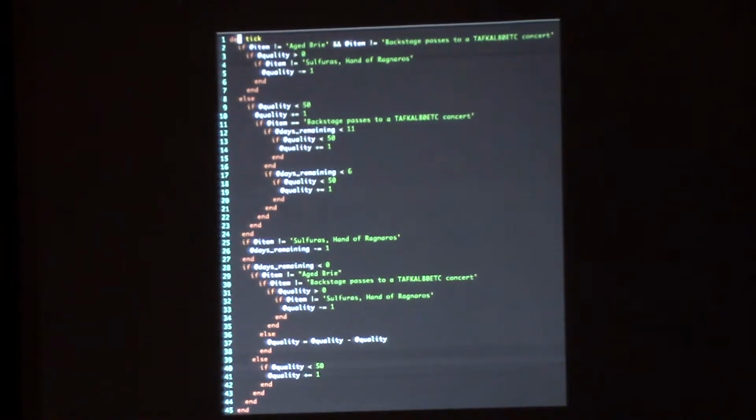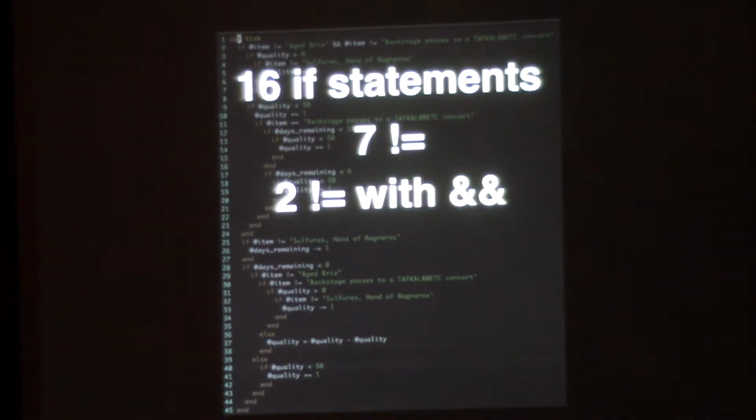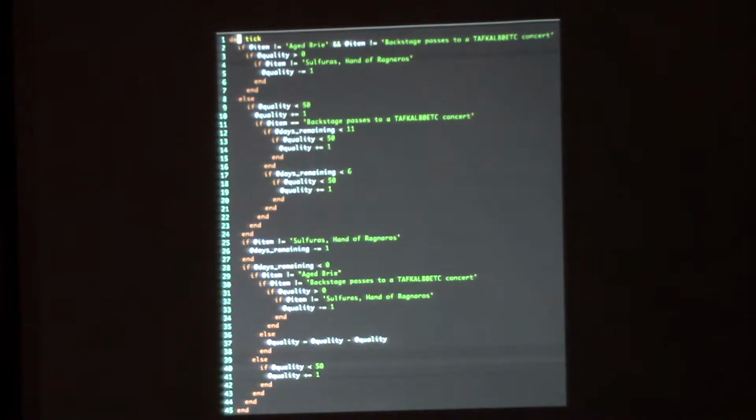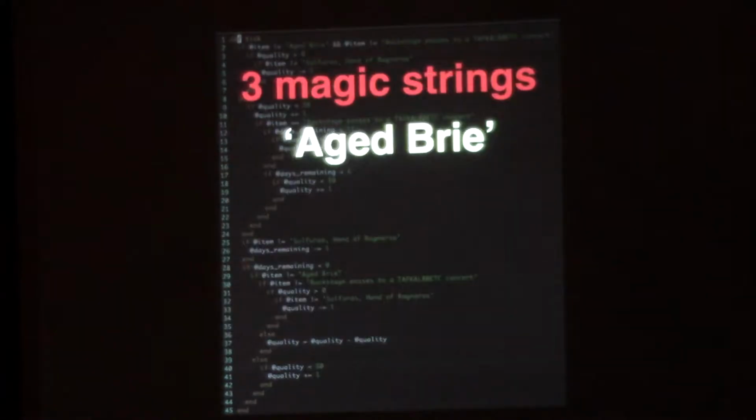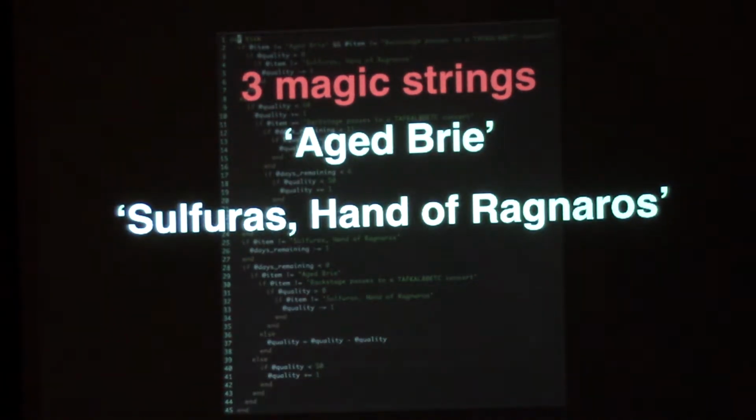So you really have many conditionals. For this one, I have 16 if statements, 7 negative conditionals, 2 negative inequalities with double ampersand, and 3 magic strings. Can you see the magic strings? They're all littered across the full scope of the code. So these are your magic strings: Aged Brie, Sulfuras, Hand of Ragnaros. I mean, I don't even know what that means.